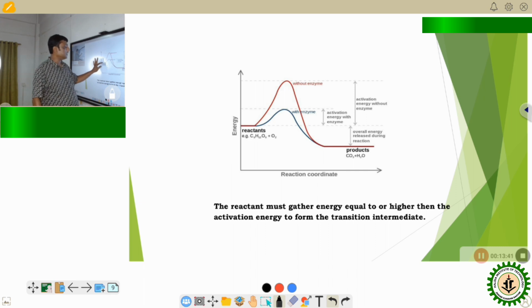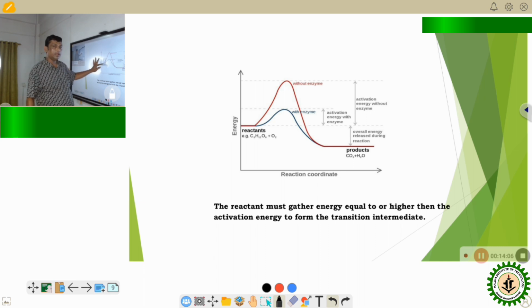Initially it absorbs energy. This red line indicates the reaction without enzyme, meaning in the absence of a biocatalyst. So this reactant initially absorbs energy and reaches up to this point, which is called the energy barrier. This is the energy barrier.